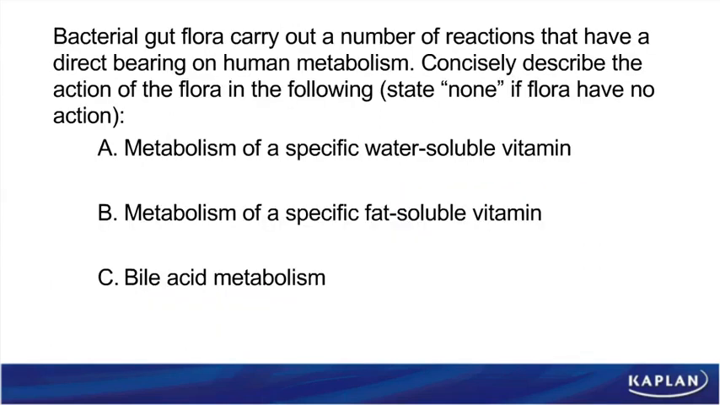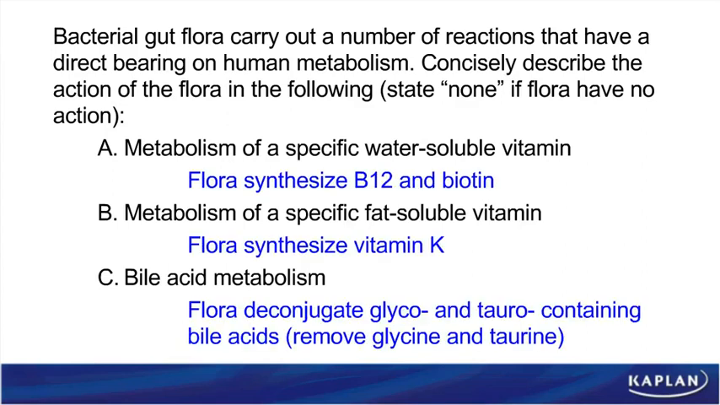Bacterial flora carry out a number of reactions that have a direct bearing on human metabolism. Concisely describe the action of the flora in the following. A. Metabolism of a specific water-soluble vitamin. The bacterial flora synthesize vitamin B12 and biotin. B. Metabolism of a specific fat-soluble vitamin. The bacterial flora synthesize vitamin K.